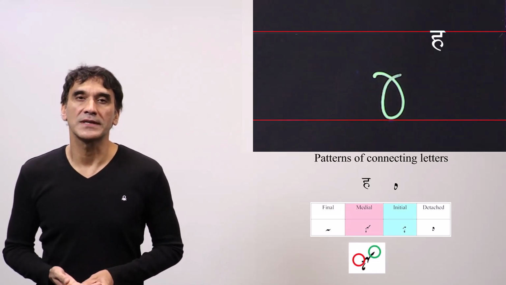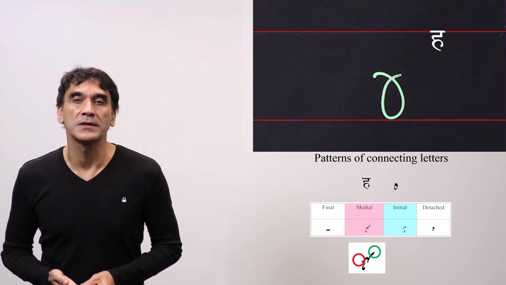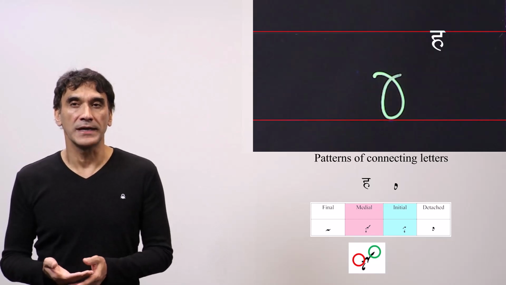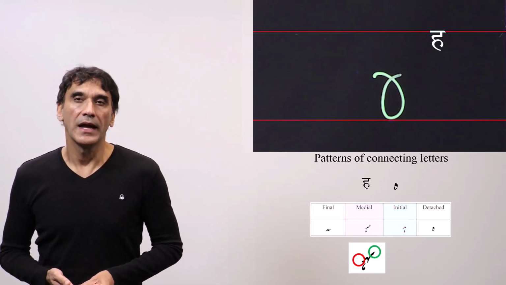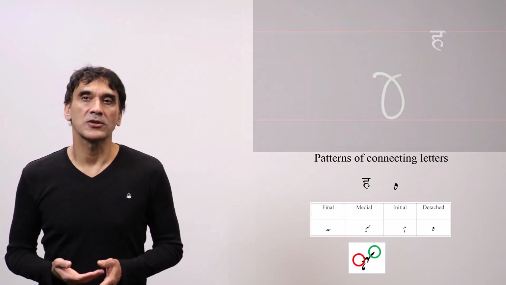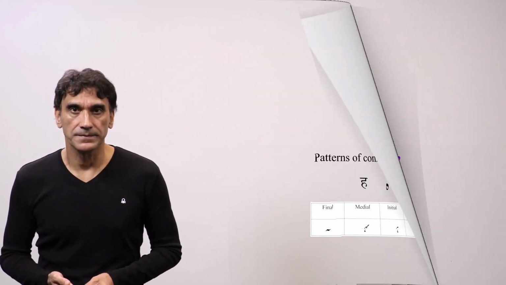Here in this picture, you can see that the green circle shows where the previous letter will be attached and the red circle shows where the next letter will be attached to Choti He. And the final form is totally different from the rest of the forms. Let's now take the words with Choti He.